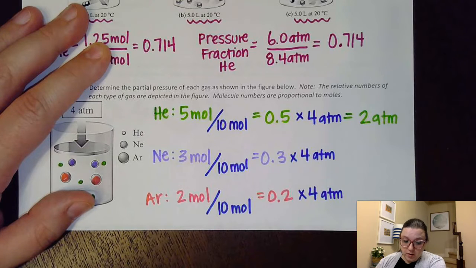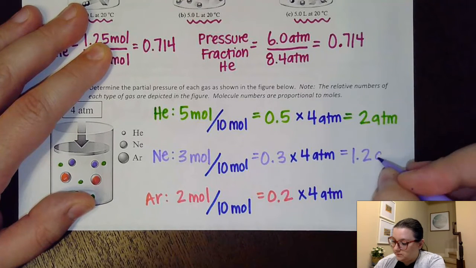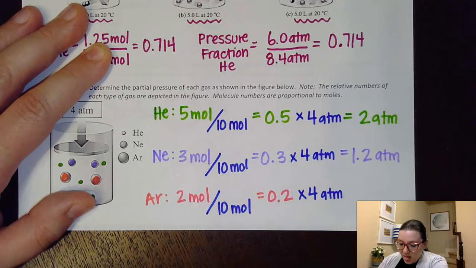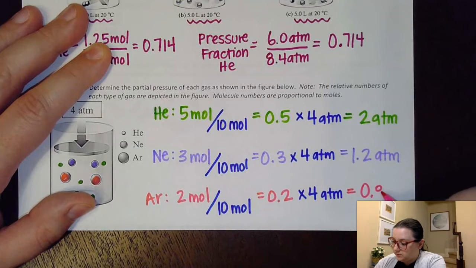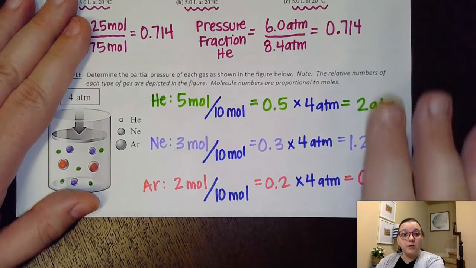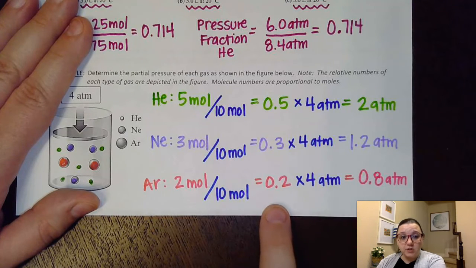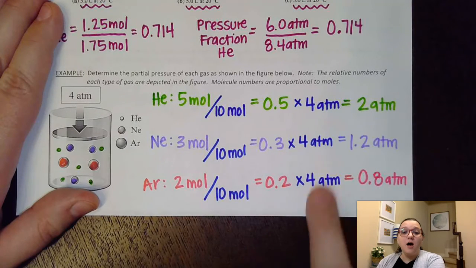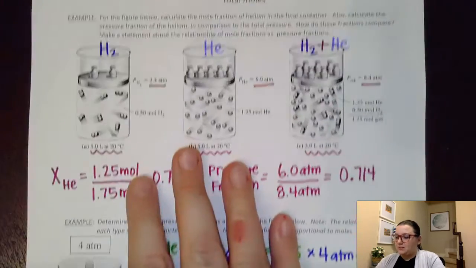0.3 times 4 would get us a partial pressure of 1.2 atmospheres. And then 0.2 times 4 would get us a partial pressure of 0.8 atmospheres. So you can see I was able to get the individual pressure of each of those gases by applying my mole fraction to the total pressure of that container. All right, let's see some other examples on the next page.